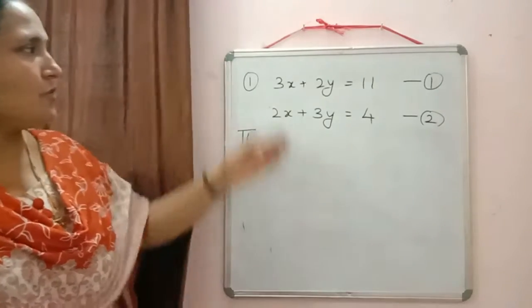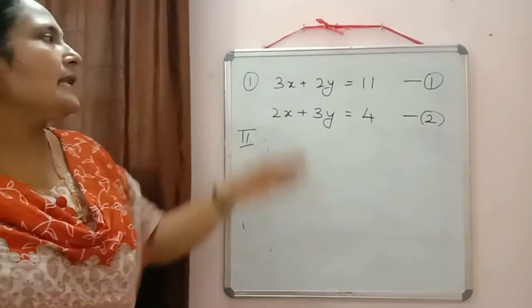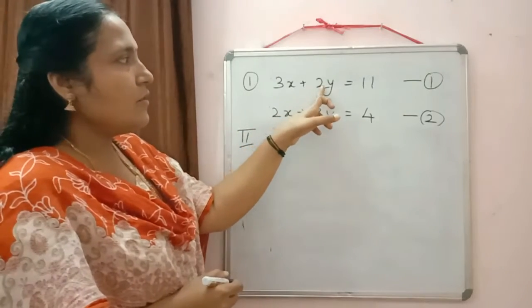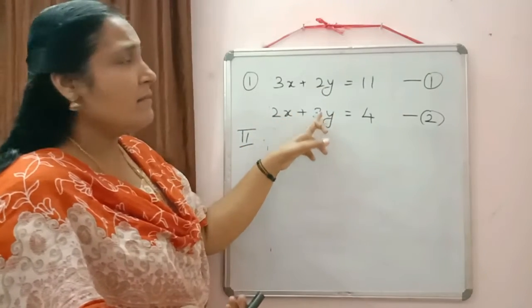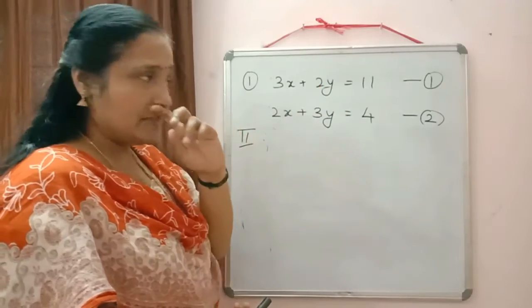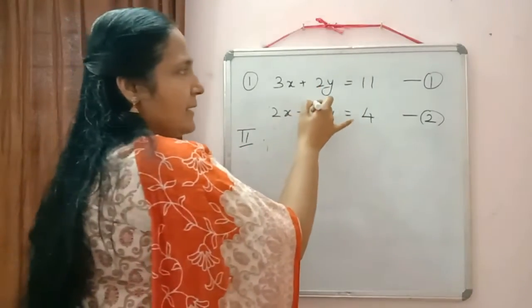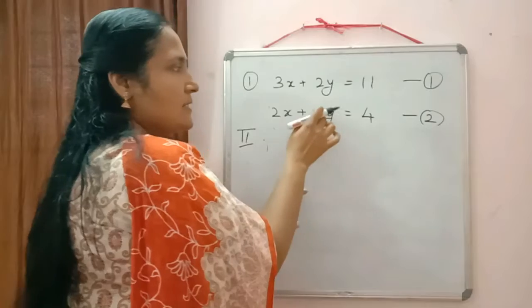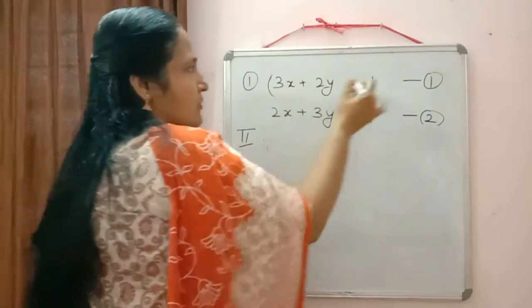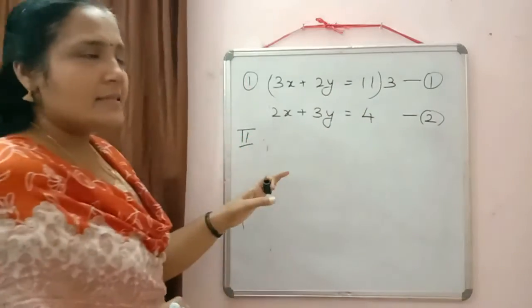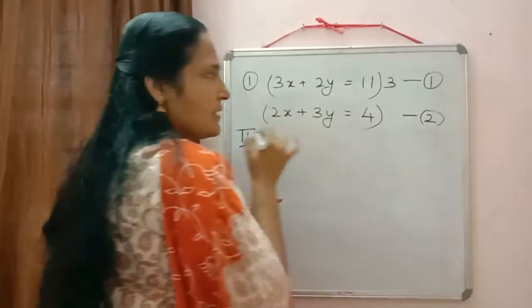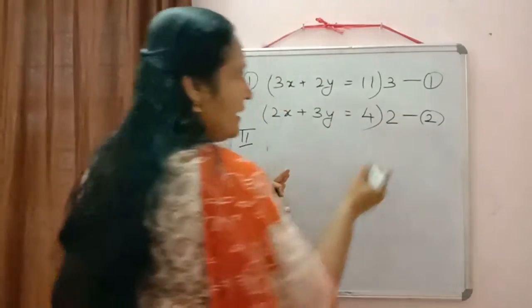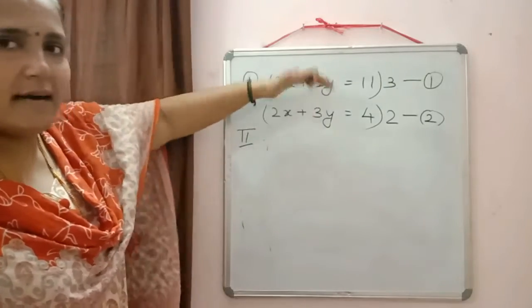Now suppose we don't want to eliminate the variable x. I want to eliminate the variable y. Then what should we do? We will check here. The coefficients of y are 2 and 3. Again, the LCM of 2 and 3 will be equal to 6. So what can we do? We'll multiply the first equation by the coefficient of y in the second equation. In the second equation, the coefficient of y is 3. So we will multiply the first equation by 3. And we will multiply the second equation by which number? Yes, very good, the second equation by 2. Clear? Just interchange the coefficients there.